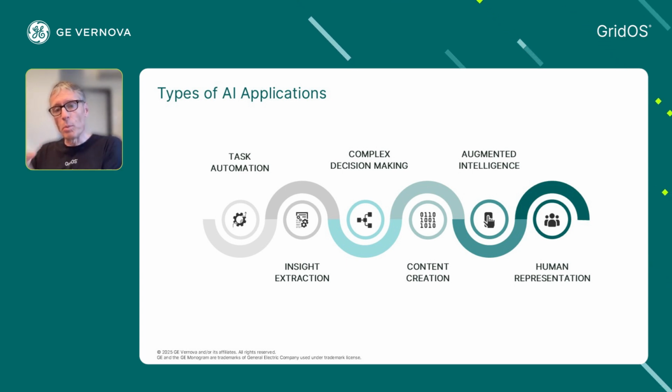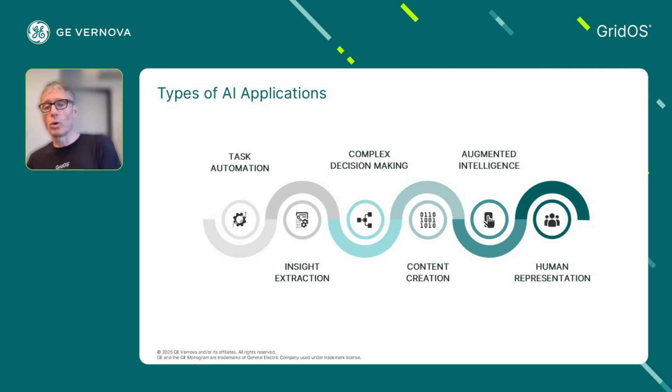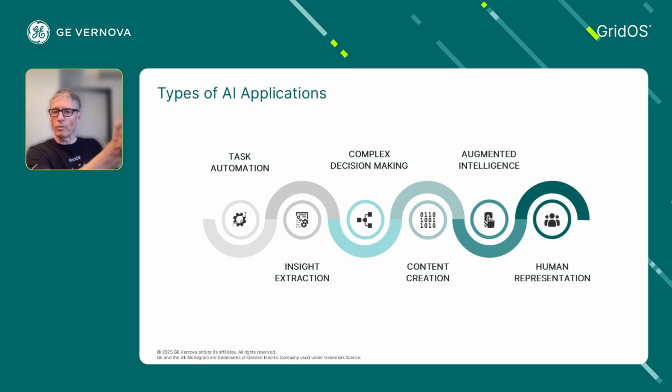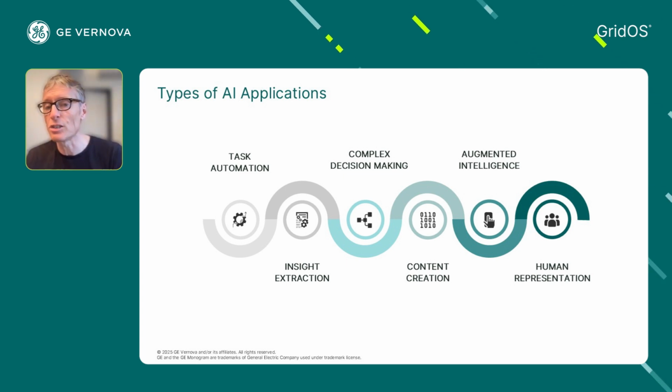Then you see more and more AI to create content. I'm not only talking about pictures and text and things like that. When you think about us as utilities, you can use it to create simulation data. You can use it to create simulated network data, things like that. And of course, augmented intelligence. When you're using your mobile phone, you're pointing somewhere and you get additional information. And the last part you typically see is human representation, deepfakes or automated presenters, things like that.